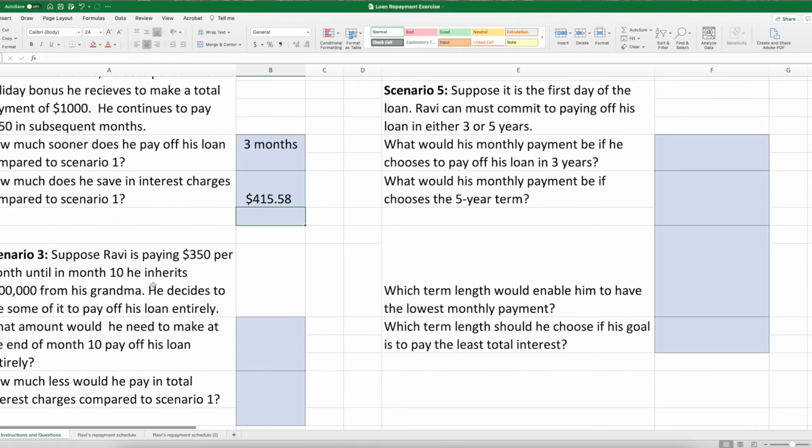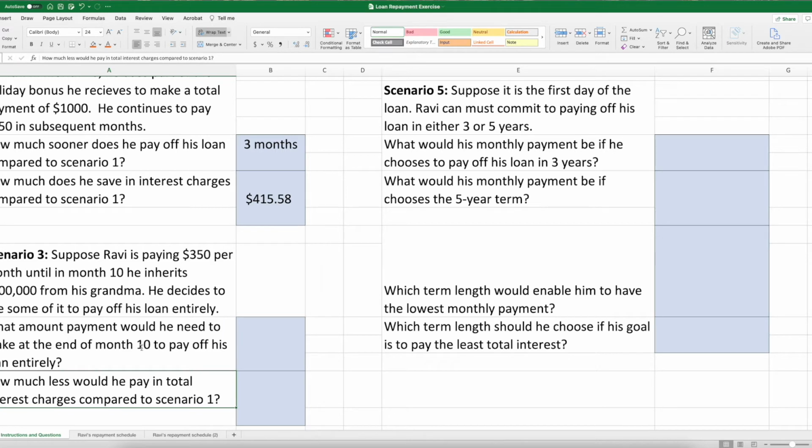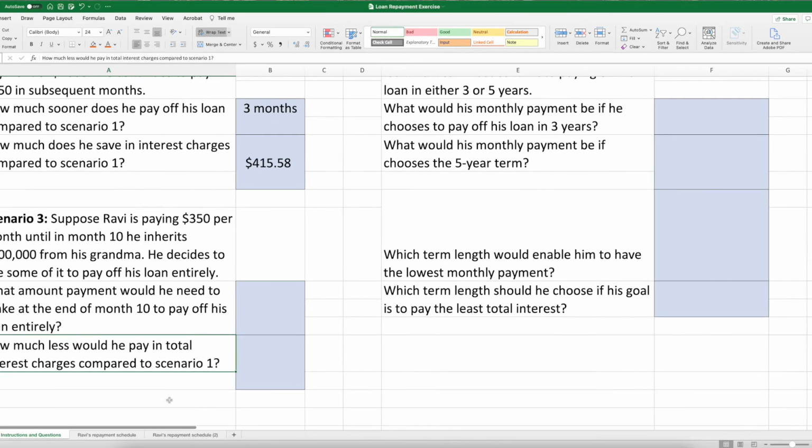Okay, scenario 3. Suppose Ravi is paying $350 per month until in month 10 he inherits $100,000 from his grandma. He decides to use some of it to pay off his loan entirely. To what amount payment would he need to make at the end of month 10 to pay off his loan entirely? And how much less would he pay in total interest charges compared to scenario 1?